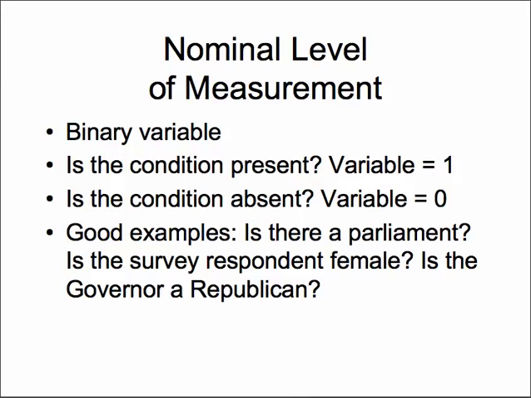Nominal is sometimes called binary and involves a simple determination. Either the condition is present or it is absent. Either the country has a parliamentary form of government or it does not. Either the respondent is female or is not. Either the governor is a Republican or is not. If so, the common code given is 1, and if not, the code is 0. These are the three levels of measurement.